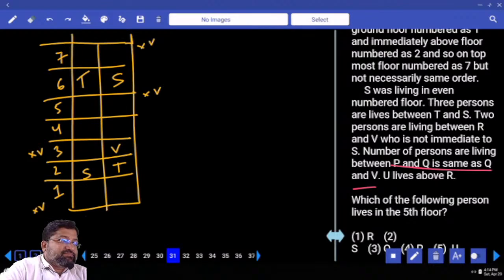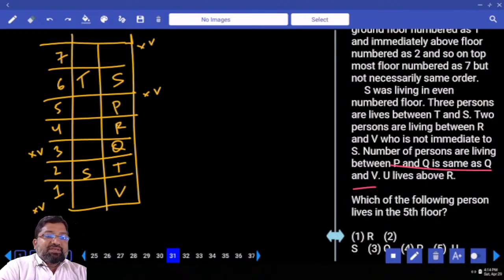If it is B, 2 people between B and R, will I get it? If this is B, this is R. One person between B and Q, one person between Q and P. U lives above R. Done? Careful. Is this clear to you all?